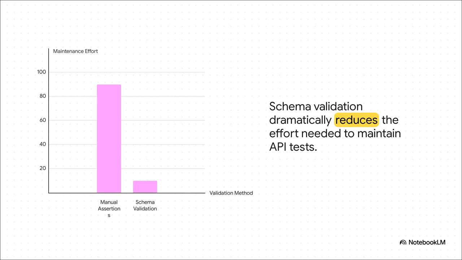Just look at this. This chart tells the whole story. The amount of effort you spend maintaining tests with all those manual assertions, it's through the roof. But when you switch to schema validation, that effort just plummets. And we're not talking about a small improvement here. We're talking about getting hours of your life back, every single sprint. Your future self is definitely going to thank you for this one.